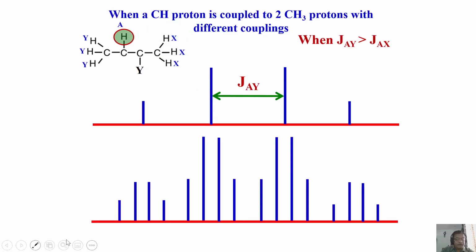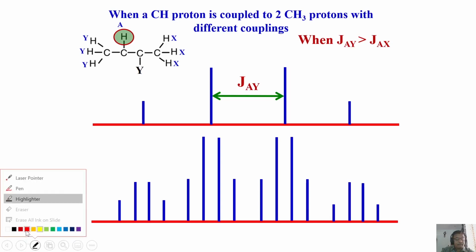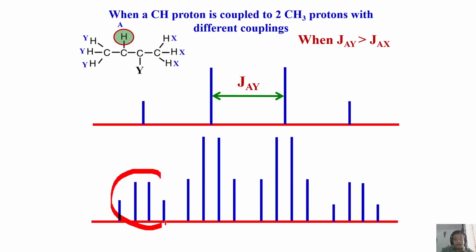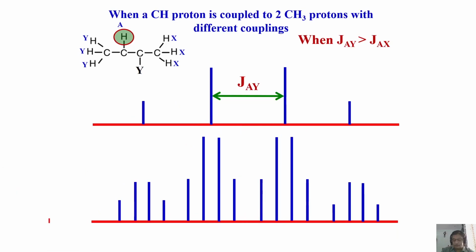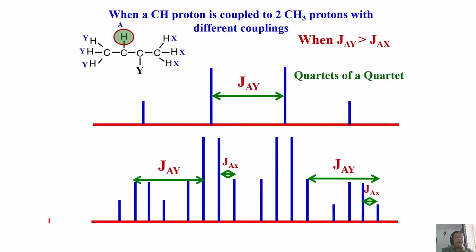What is going to happen now? So now this is one quartet, this is another quartet, and another quartet. So how many quartets did you get? 4 quartets. So what do you call this pattern? The large coupling is a quartet, the small coupling is also a quartet. So it is called a quartet of quartets. So now, the common first order splitting among all the weakly coupled spins, many of them you have understood.